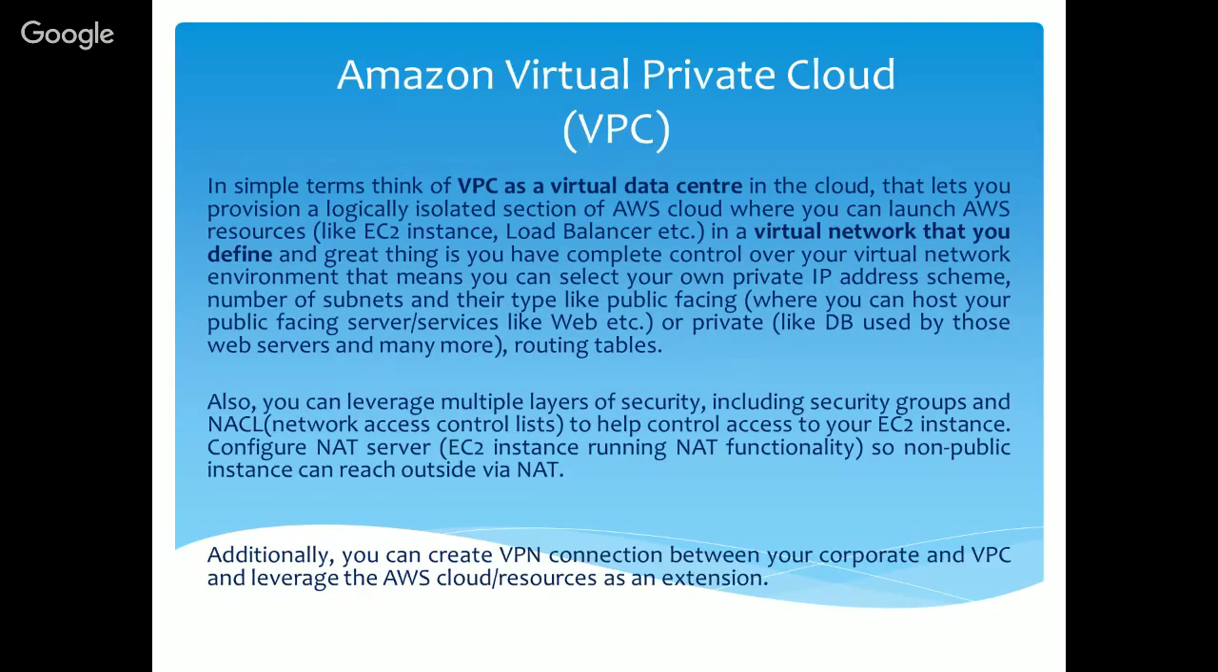And the great thing is, you can create a VPN connection between your corporate network and your VPC and leverage the AWS cloud resources as an extension. You can just create a VPN connection, hardware or software, where you can connect your existing environment to your newly created VPC and make use of those resources. So hopefully that gives you a good idea.